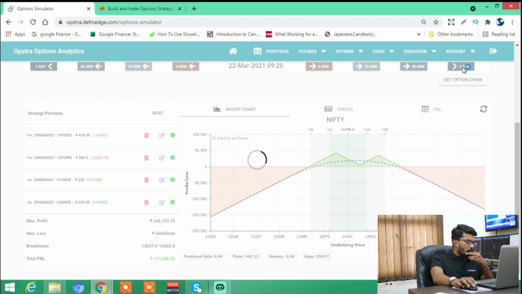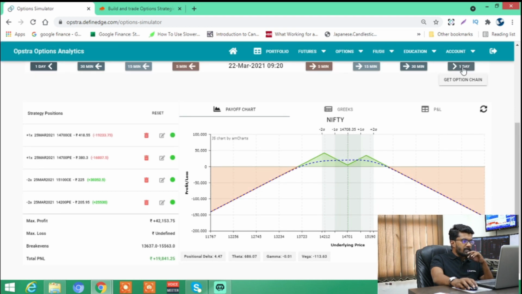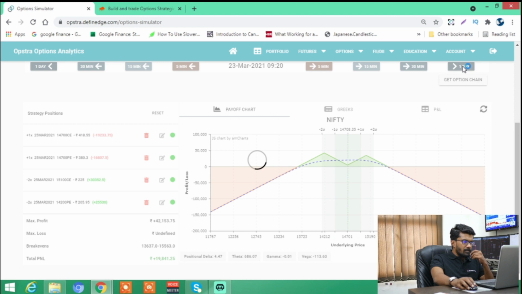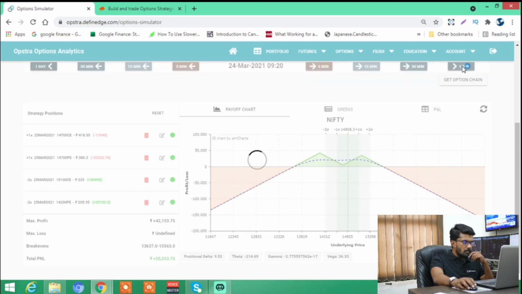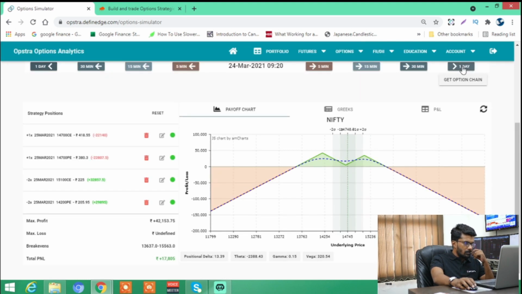We'll further see what is going to happen, and as of 22nd March, the profit in this strategy is around 19,841. We'll still wait and hold, and see what the position is going to do. On 24th of March, this strategy has given us a profit of around 17,800.